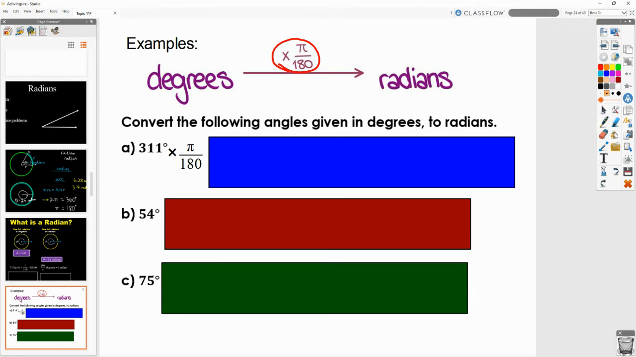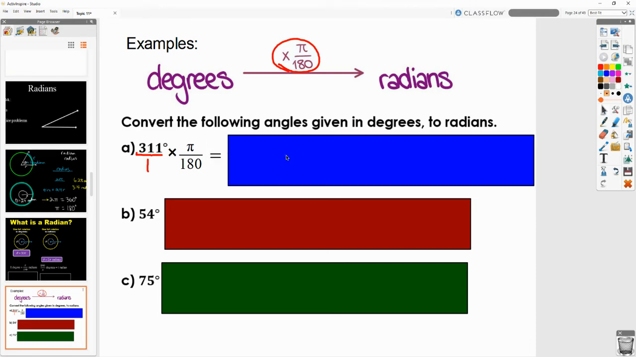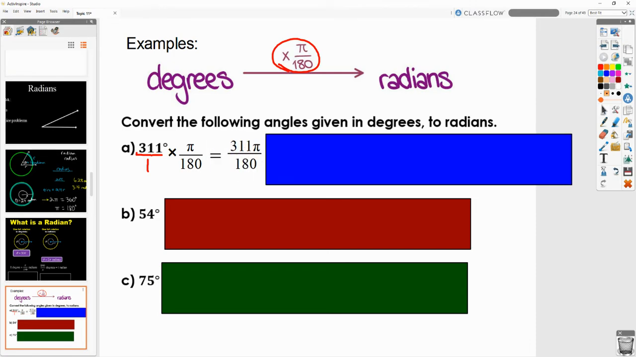Now you ask yourself, does it change anything if I say that's 311 over 1? The answer is, of course not. Of course that doesn't change anything. But then you can set it up just as multiplying fractions. Top times top and bottom times bottom. So top times top is going to be 311 times pi. Bottom times bottom is going to be 1 times 180. So 311 pi divided by 180.